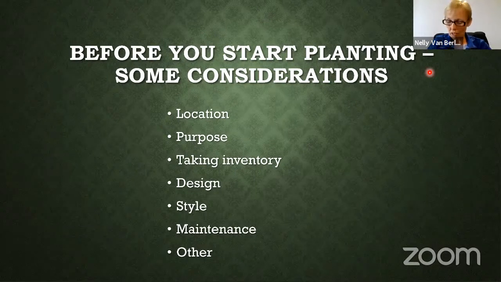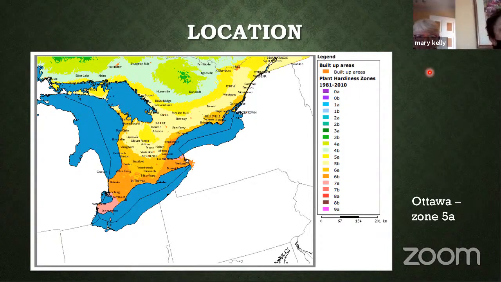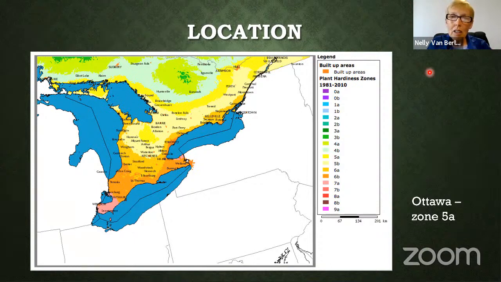And of course, there are other considerations to take into account. By location, zone, of course, is very important. Ottawa is Zone 5A. I was trying to figure out where Coyne would be on this map. I'm not sure if you're 5A. We're 4B. 4B, okay, you're just in that greenish zone there then. But you've got to take into account what your hardiness zone is and what plants will survive in your area.